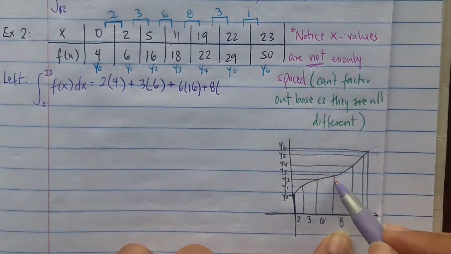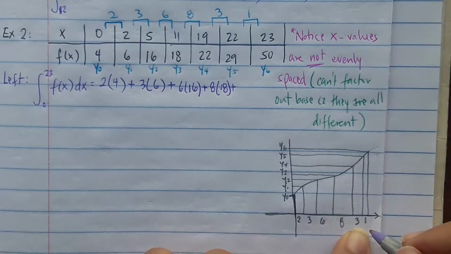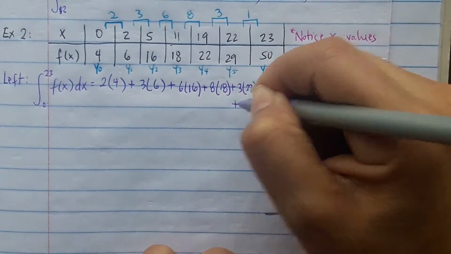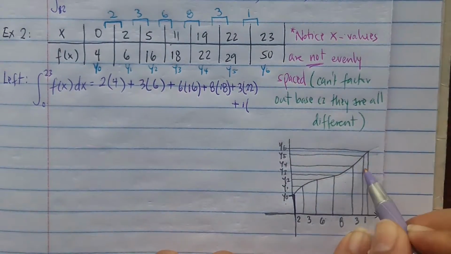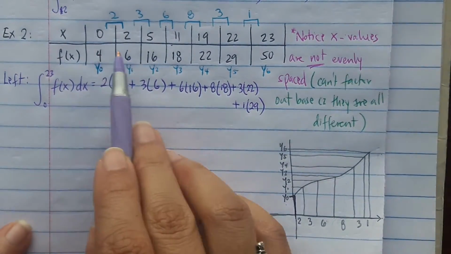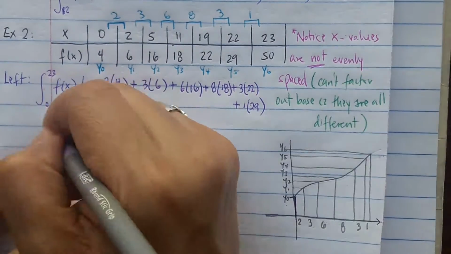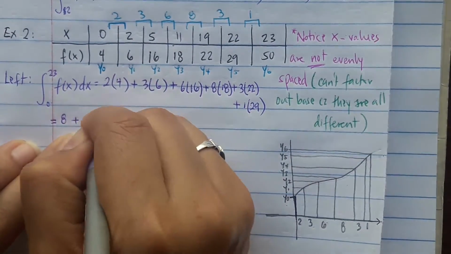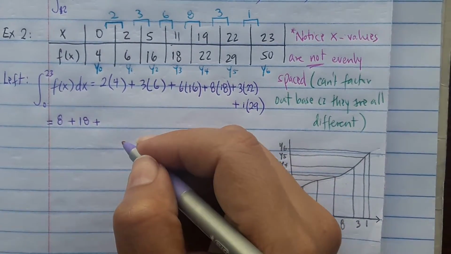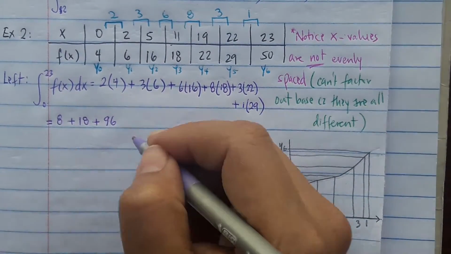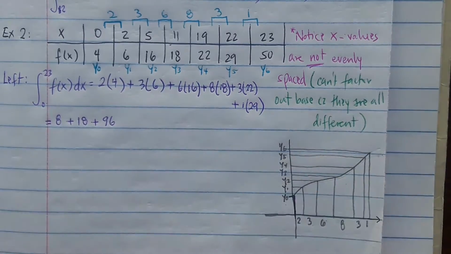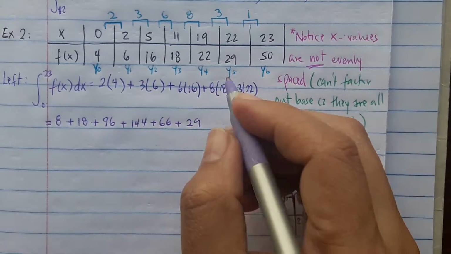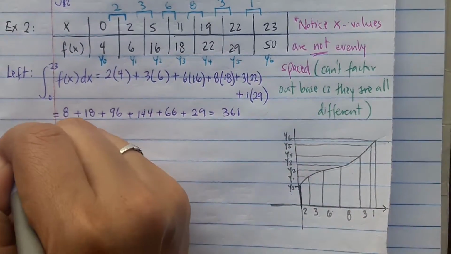And all I'm doing is putting the value. So that's 8. y3, which is 18. That's 3. Then y4, which is 22. That's 1. And then y5, which is 29. Alright, so you see we can't factor anything out because they're all different. So that's going to be 8 plus 18 plus 96 plus 144. This is a listening check. Color in the answer once we work it out. Plus 66 plus 29, and that's going to give me 361 from the left.